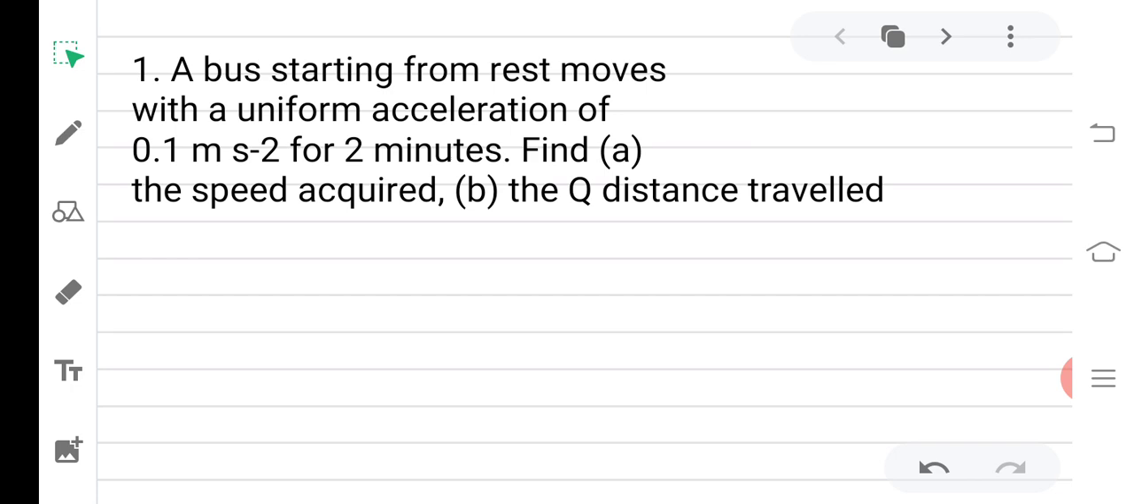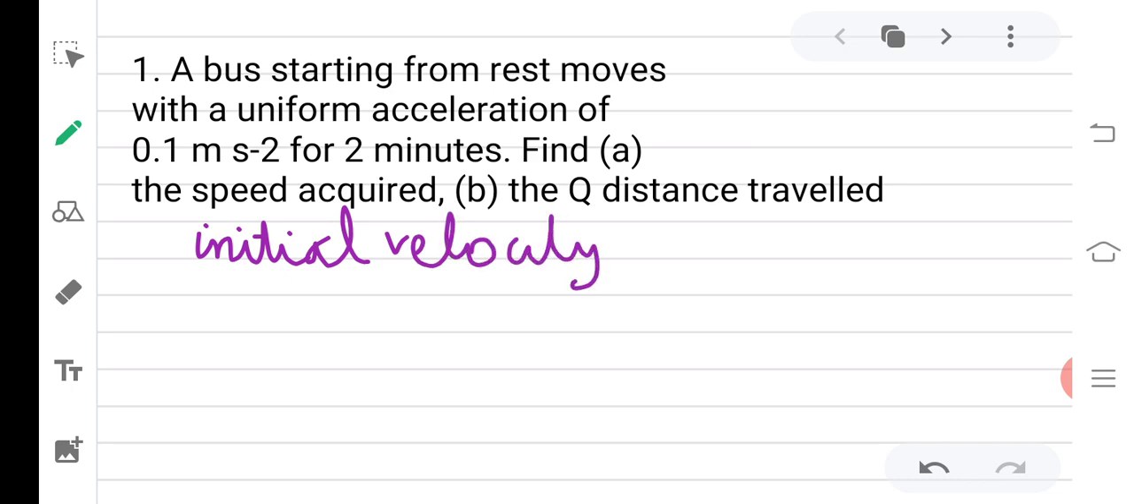So first, the given data: the bus starts from rest. So the initial velocity u must be taken as u is equal to 0 meter per second.